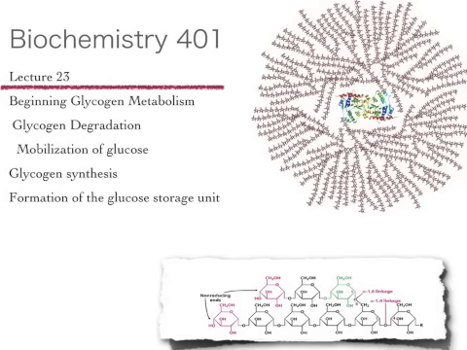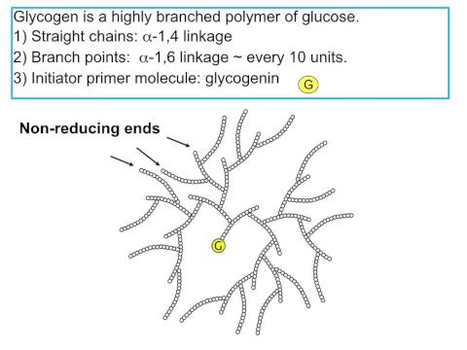So let's get started. So what is glycogen? Well, glycogen is a highly branched polymer of glucose that's found in organisms such as animals and also bacteria. It consists of glucose units that are attached through two types of glycosidic linkages. In the straight chains, glucose units are attached through alpha-1,4 linkages, whereas branch points are formed through alpha-1,6 linkages, and branch points are found for about every 10 units in the polymer.